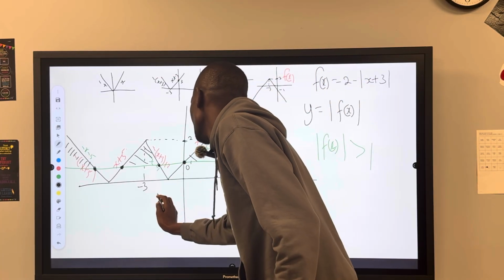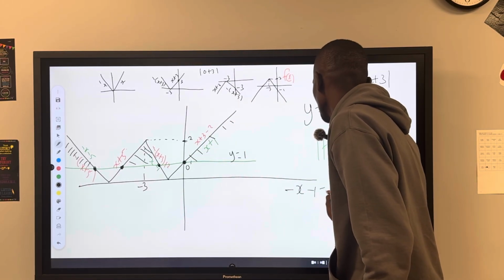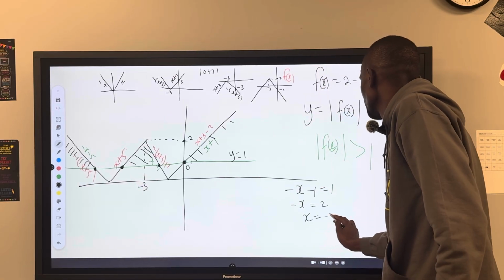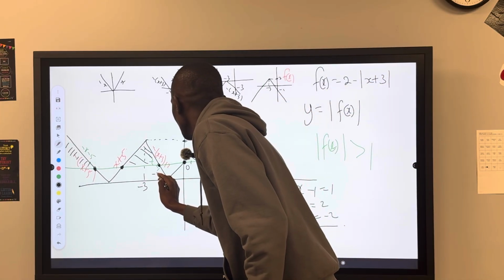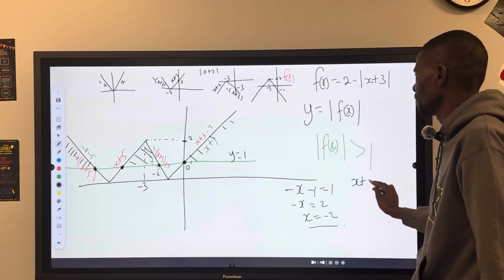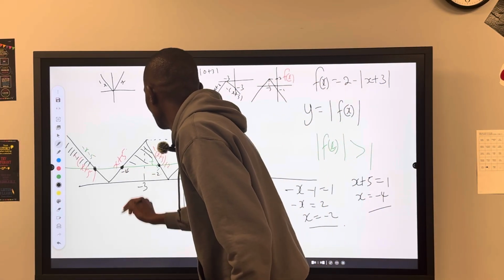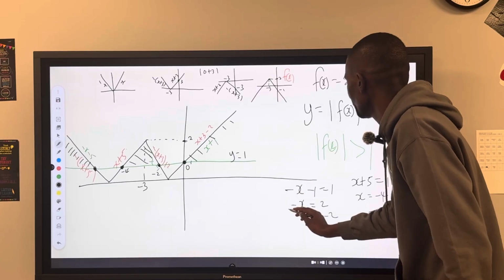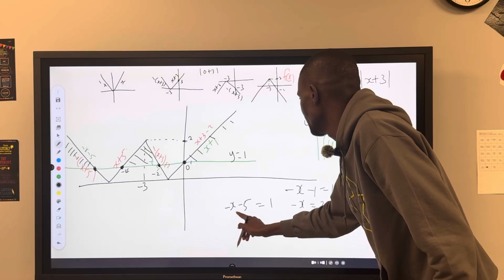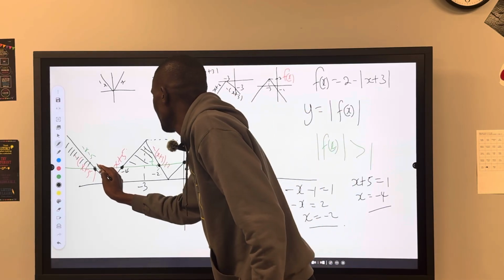And here we just say it was negative x. So we say negative x minus 1 equal to 1. So negative x equal to 2. So x is equal to negative 2. So I have my negative 2 here. And another one is when we have x plus 5 being equal to 1. So x is negative 4. So I have my negative 4 here. And lastly, when I have negative x minus 5 being equal to 1, negative x is equal to 6, so x equal to negative 6. So I have my negative 6.